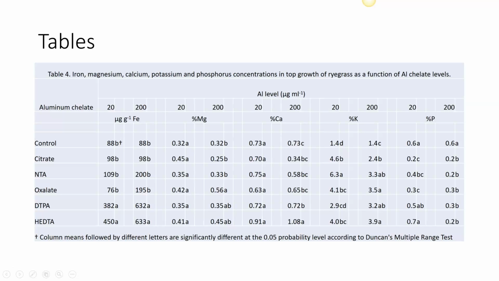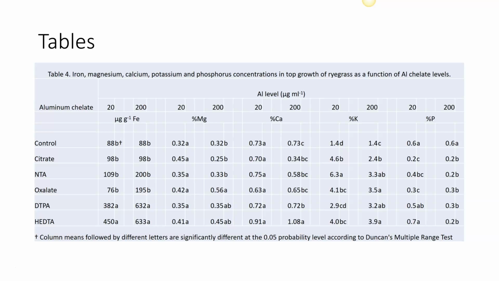This table is a standard print table that was pulled from a print publication. The subject matter is iron, magnesium, calcium, potassium, and phosphorus concentrations in top growth of ryegrass as a function of aluminum chelate levels. Aluminum chelates were added to the soil at 2 different levels. Plants were grown and then harvested and analyzed for nutrient concentrations. 5 different chelates were used and there was a control.